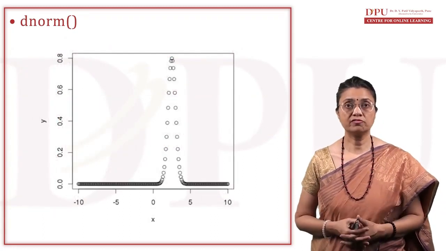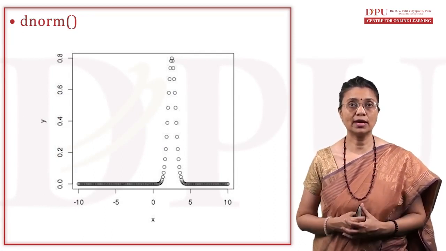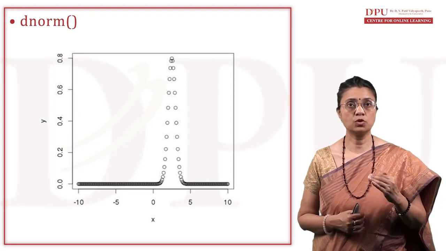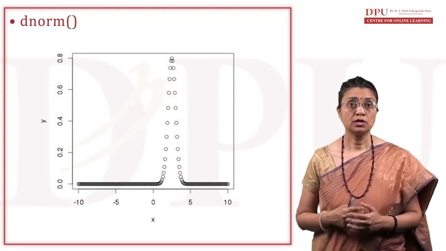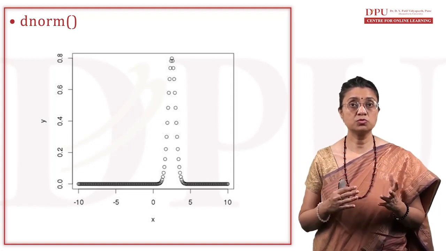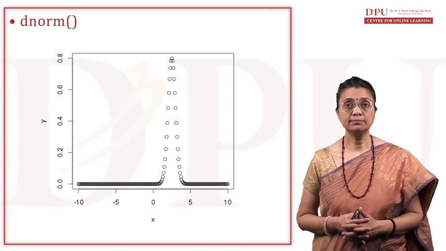You can see the graph where on the x-axis I have -10 to 10, which is my range of values. On the y-axis I have 0.0 to 0.8, which is my distribution. You can see over here that the distribution is reflected in the chart where you can see the probability distribution.